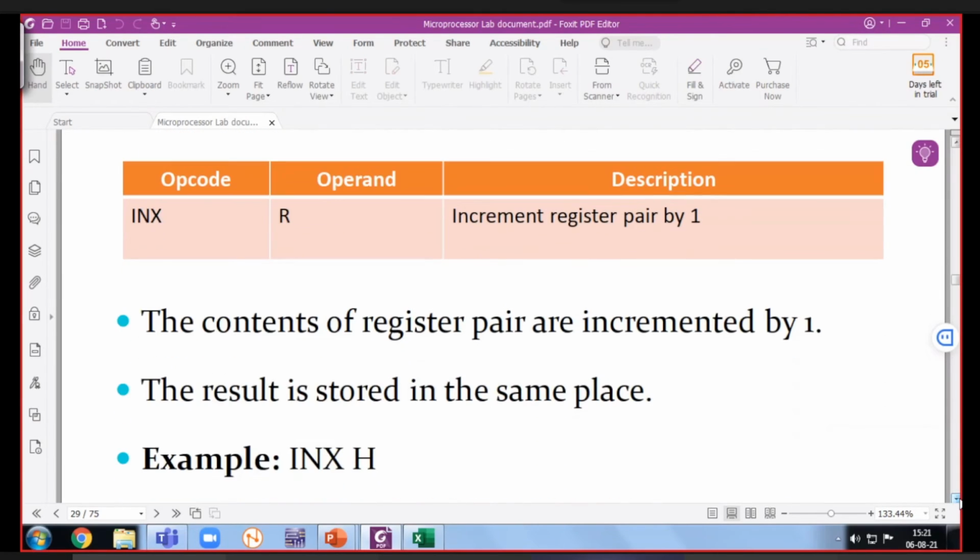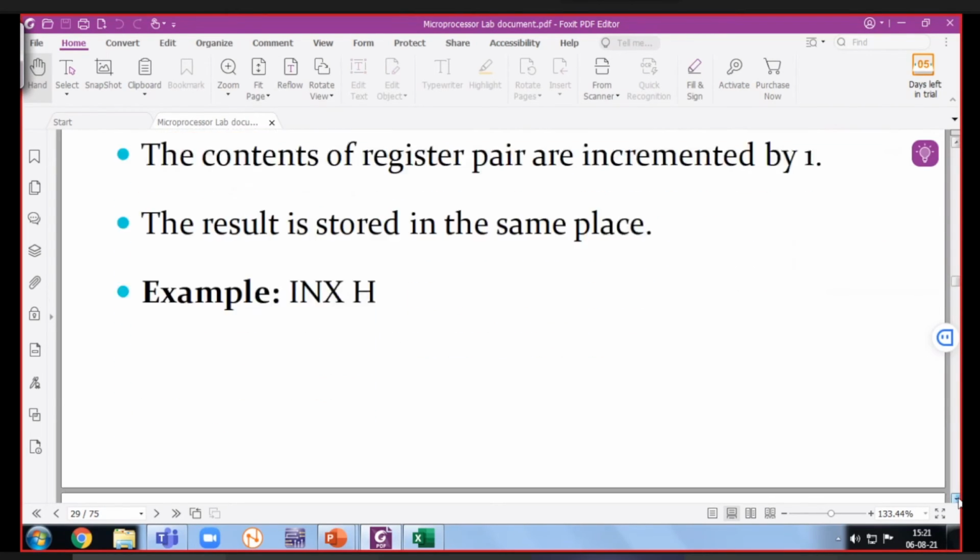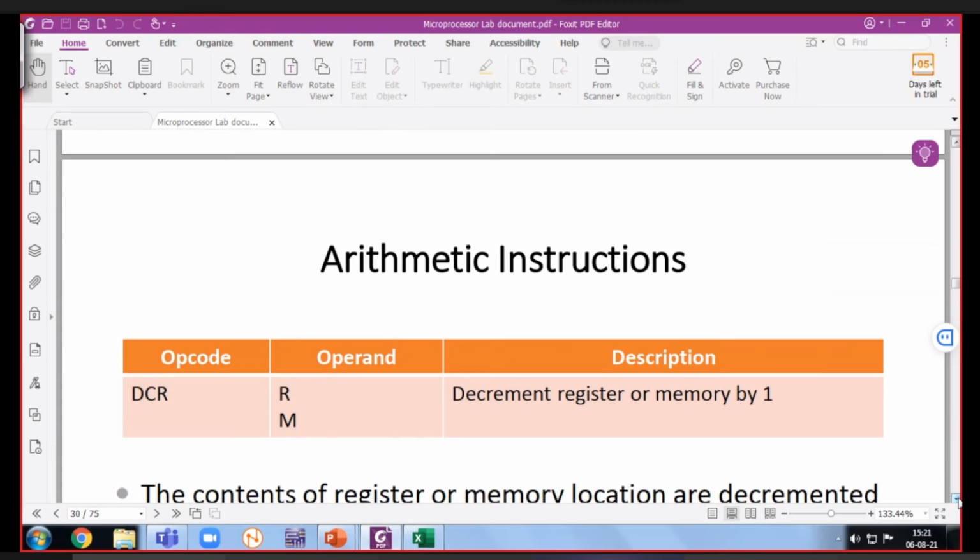Now comes again a very important instruction, that is INX. The content of register pair is incremented by 1. The result is stored in the same place. Example INX H. Okay, एक बार हम सारा दिखा देते हैं. INX R. Then we have DCR जो आप समझ चुके हो, DCR B, DCR M.